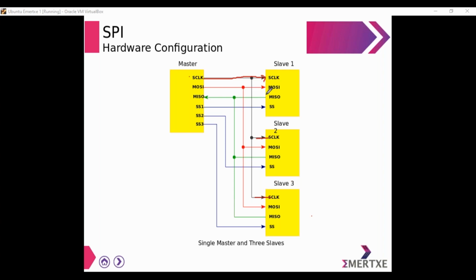Then master in slave out. The master has to get the data from the slaves. So you can see the direction, it is from the slave to the master. All the slaves are giving input to the master with the help of MISO. Then the master uses slave select 1 line to select the first slave. The master selects slave 2 with the help of SS2.